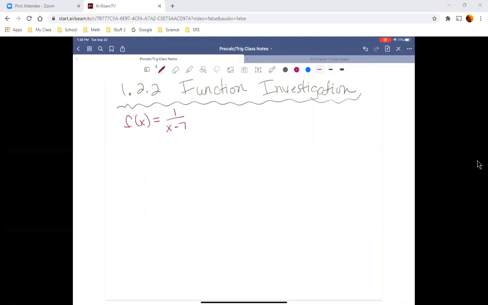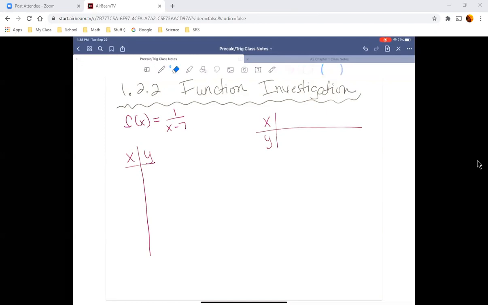So I need you guys to make a table, an XY table. So you can either do it vertically or horizontally. Some people like to do it this way, some people like to do it this way, right? So it's your personal choice which way you want to do it. Just so that I can fit more stuff on this one screen, I'm gonna go vertical.